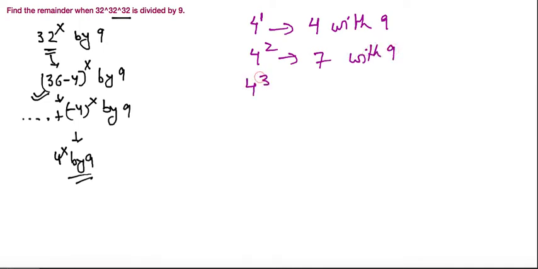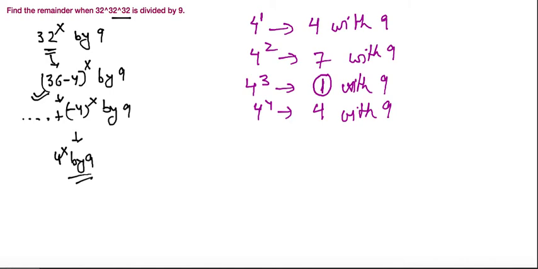What about 4 to the power 3? 4 to the power 3 is 64. So it gives a remainder of 1 because 63 is a multiple of 9. What about 4 to the power 4? Now 4 to the power 3 has given us a remainder 1. So 4 to the power 4, it means you multiply by 4 one more time, will give a remainder of 4 with 9. What about 4 to the power 5? That is 4 multiplied by 4 again, 16, which is 7 with 9 again.